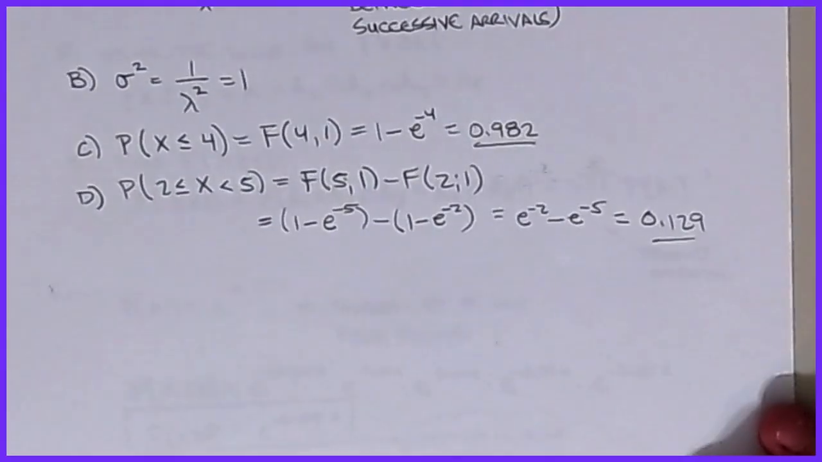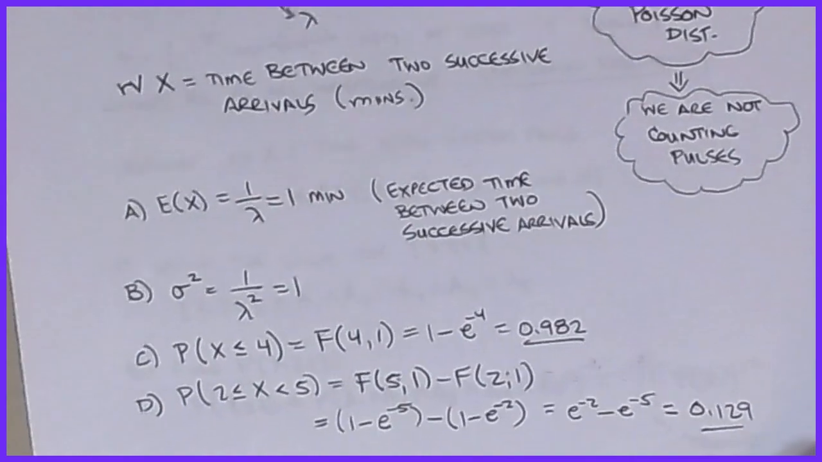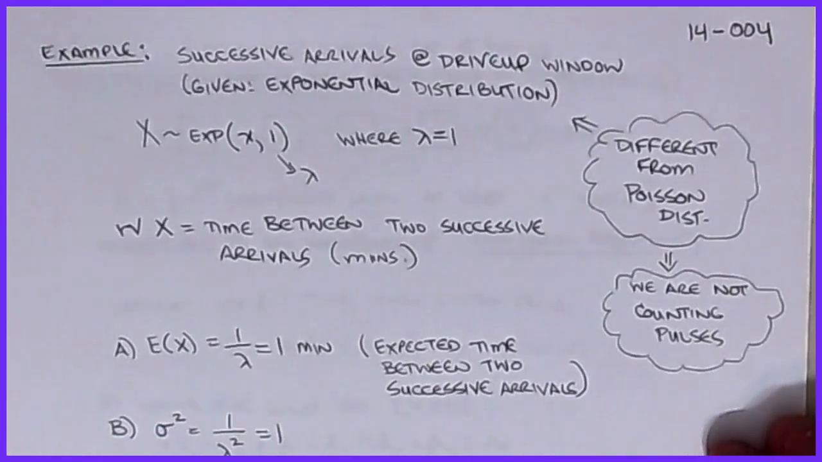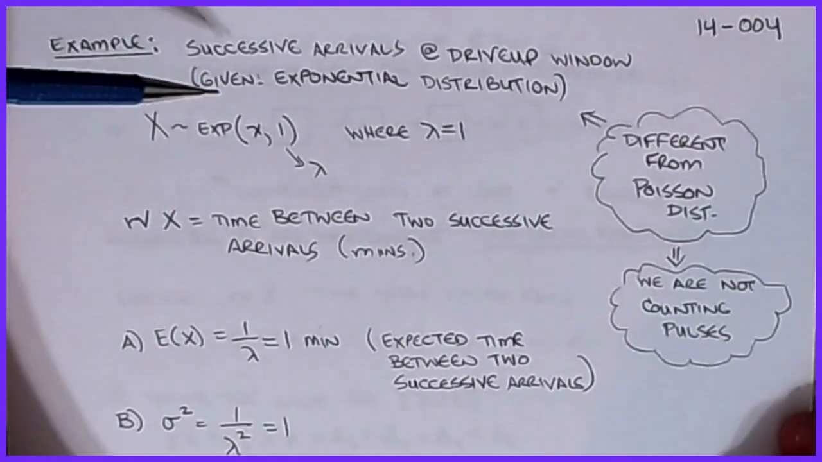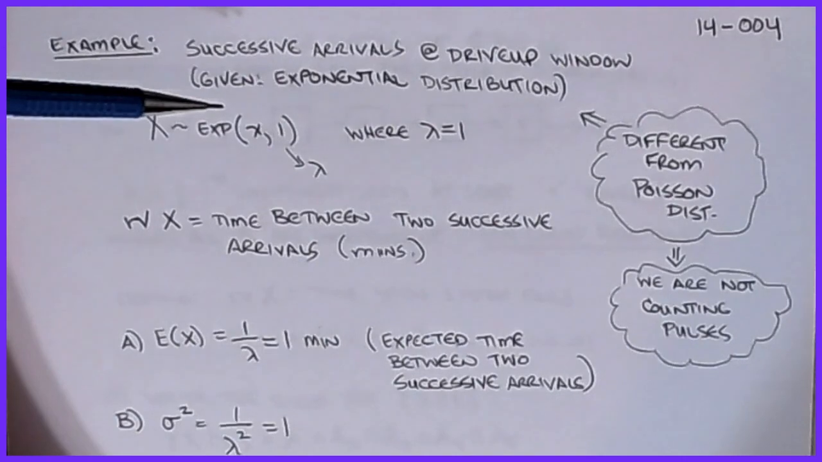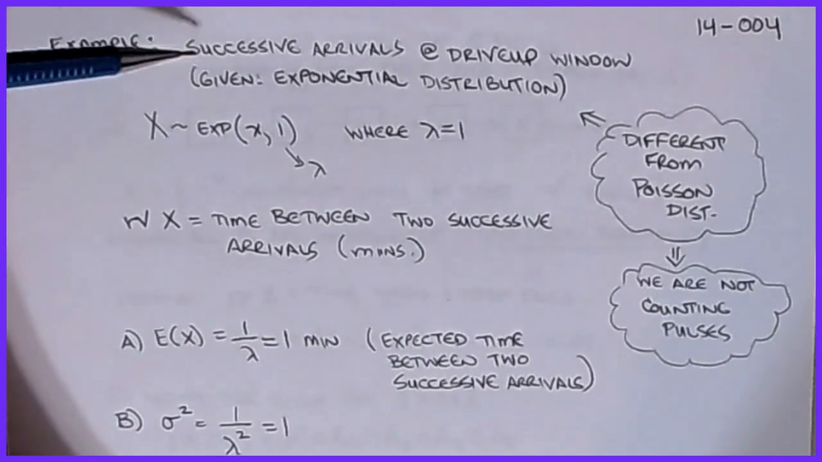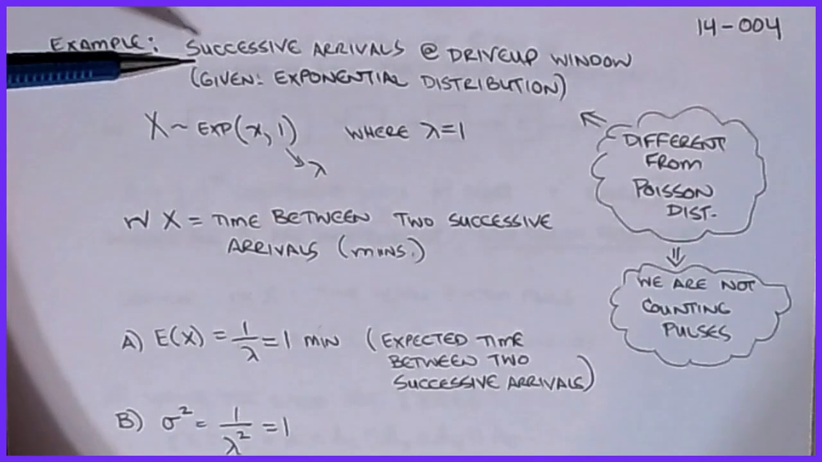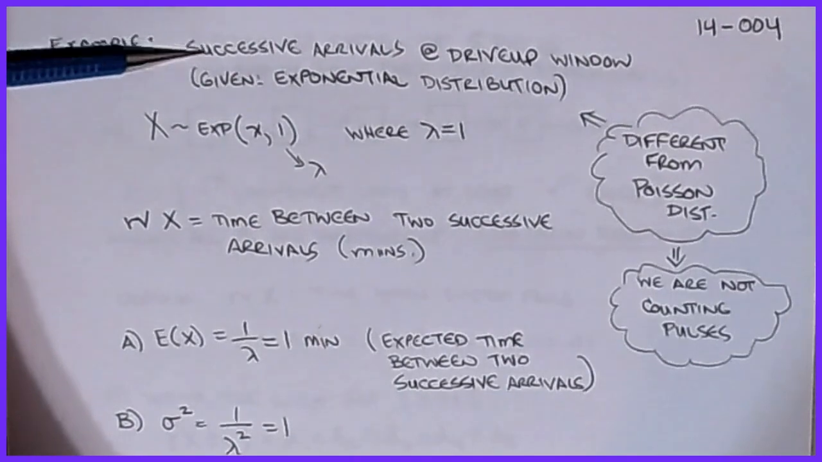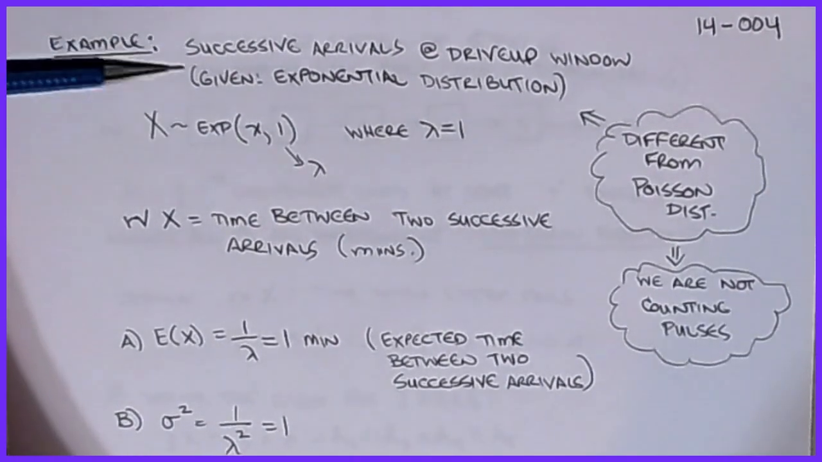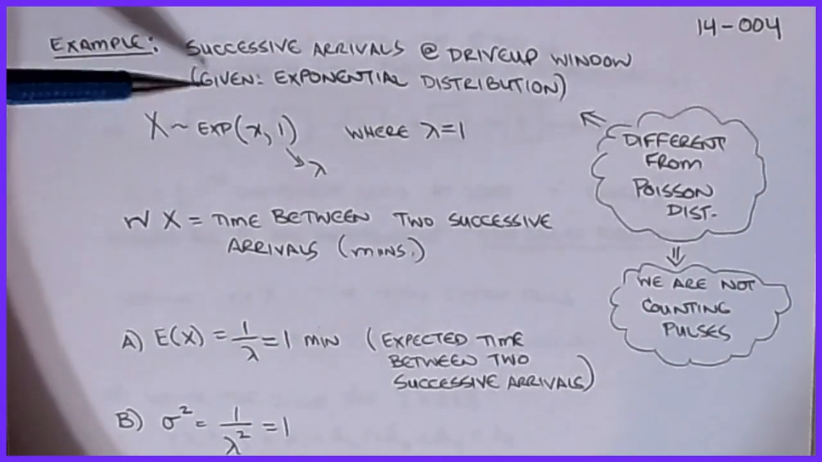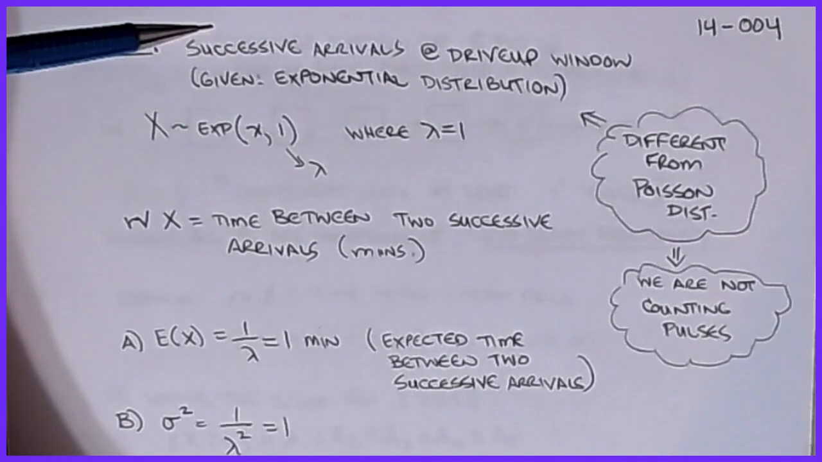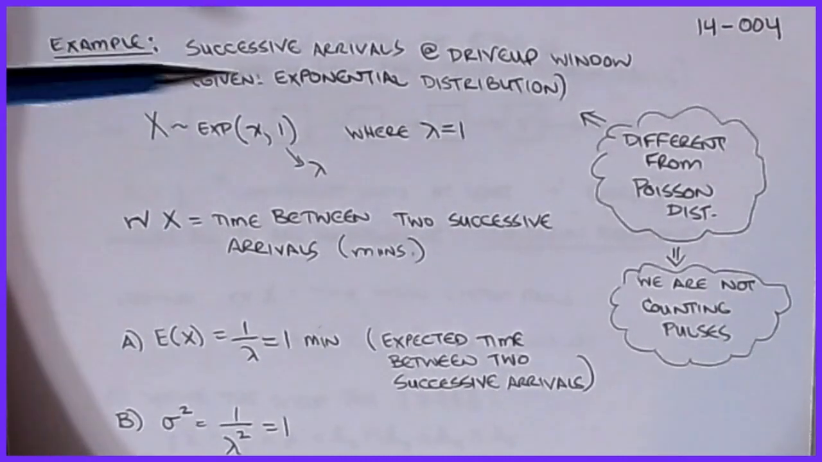All right, so let's give one a try and see what you can do with this. Suppose we're looking at successive arrivals at a drive-up window, maybe at a restaurant or a McDonald's. We're given that it's an exponential distribution. Without this given statement, this looks like a Poisson problem. But when we had the Poisson distribution, we were counting the number of pulses, arrivals or departures. With an exponential distribution I can start calculating times between arrivals. So it's not so much the number of arrivals, but rather how long exists between them.